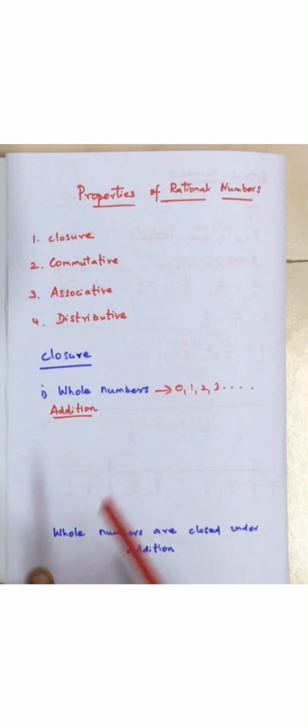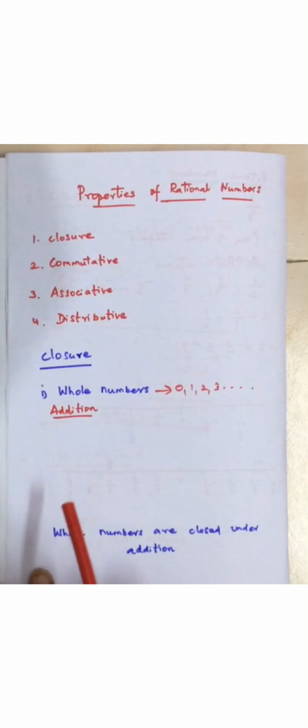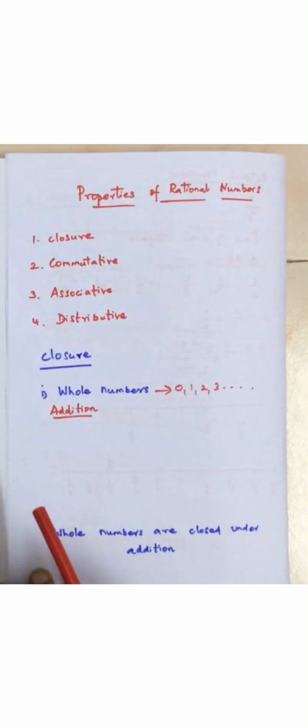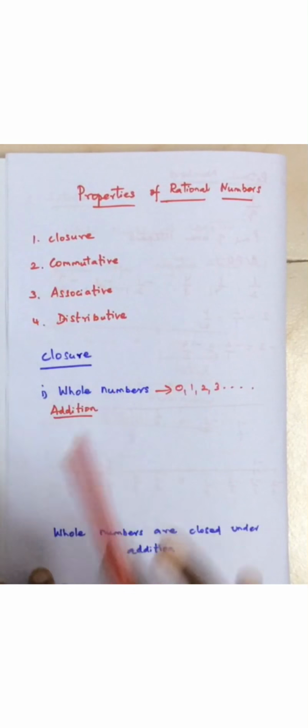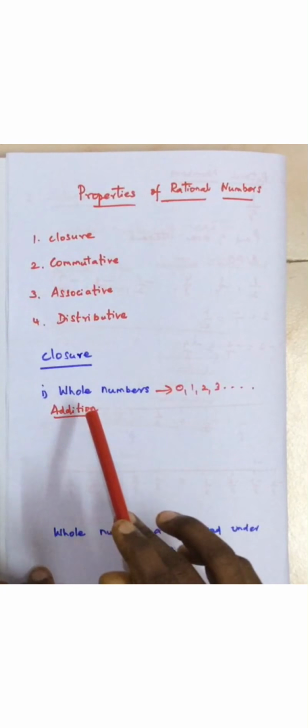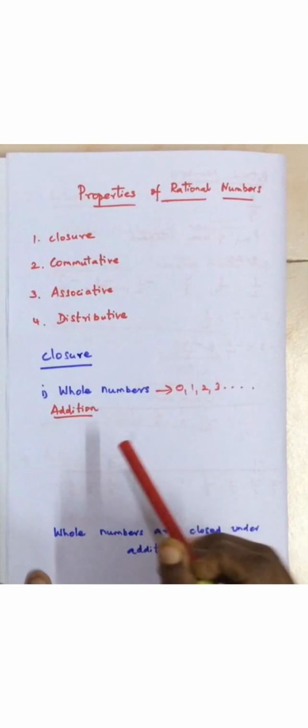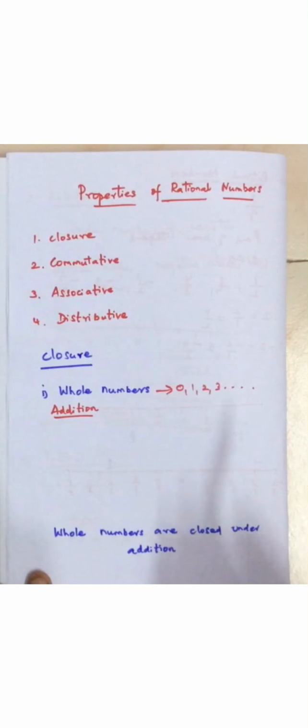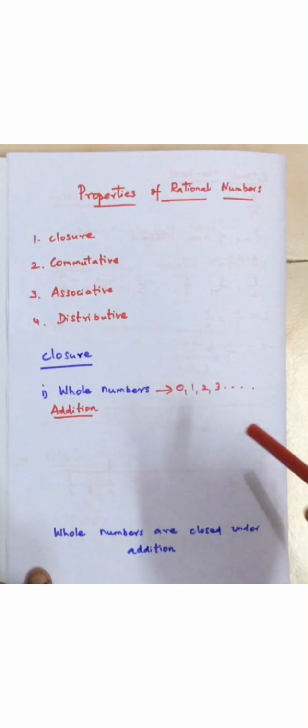In that, we will start with whole numbers. In last class, we have seen what are whole numbers. They start with 0, 1, 2, 3 and proceed up to infinity. So what does the closure property mean under the operation of addition? If you take any two whole numbers and add them, the answer should also be a whole number. Then we can say that whole numbers are closed under addition.